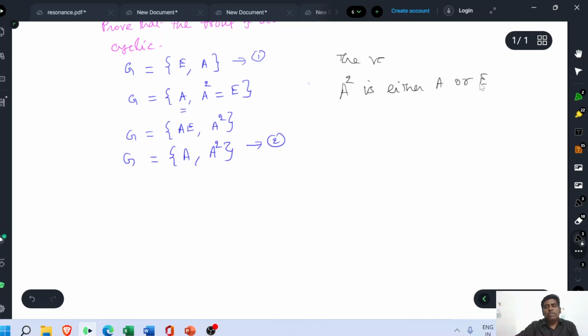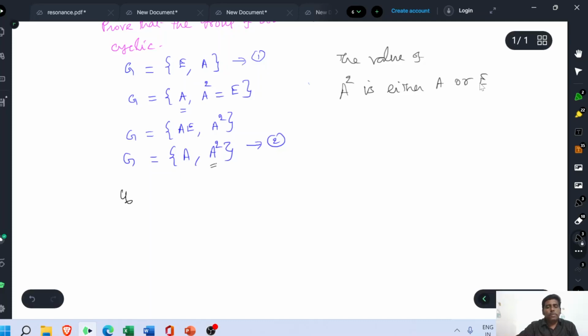The value of A square is either A or E. So compare these two groups. A is the element present here. The product, the new element, is A square. A square is also a member of this group G. Therefore, A square is either A or E.